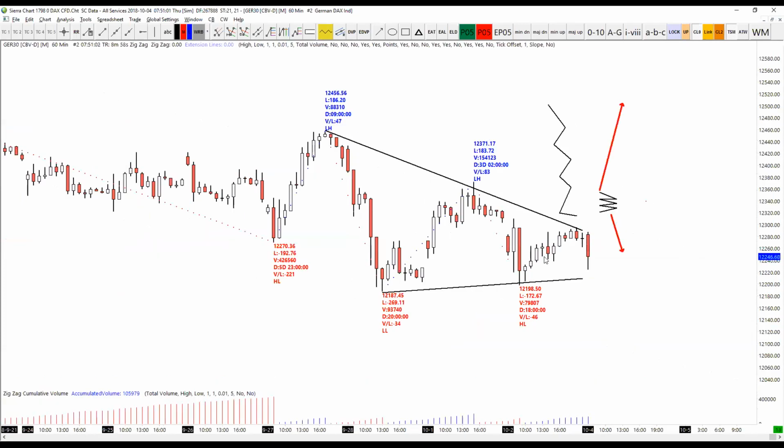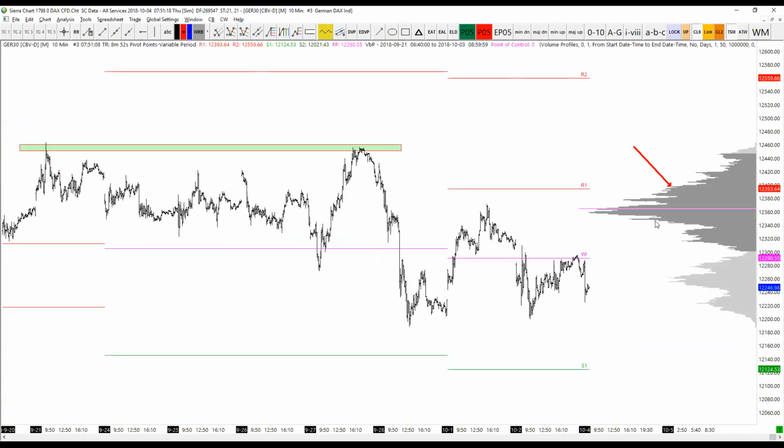Got this wedge pattern, which we've discussed. It's already in the article. That is really just suggesting that there is some coiling up going on at the moment. And we're under this wedge resistance as well. So there is a little bit of weight being pressed down on the DAX. But like a spring, when you push down on it, at some point, it's going to fire off. And that's probably going to happen on the market as well.